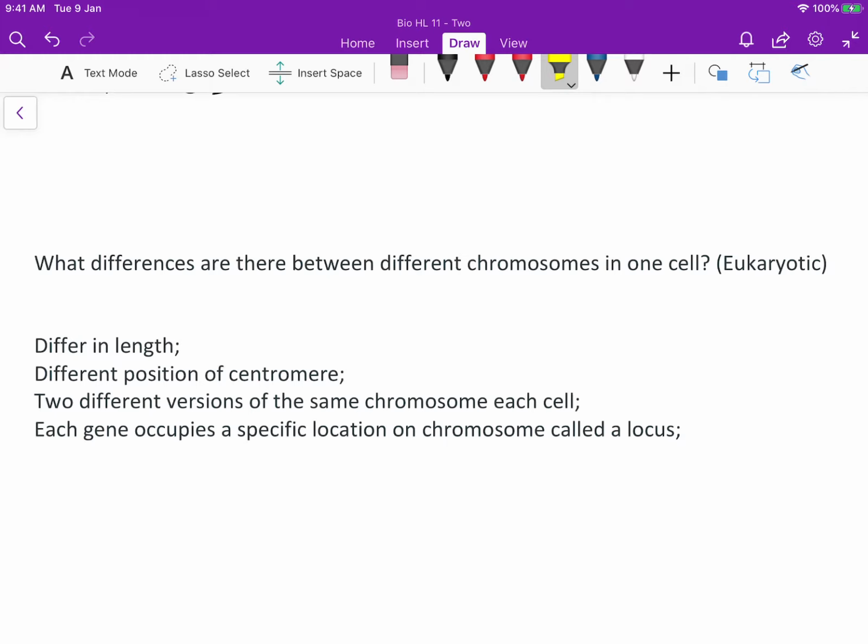Here's our summary. So the chromosomes in eukaryotes differ in length and the position of the centromere. They might have different versions of the gene, so different alleles on each of the 2 chromosomes. But each gene always occupies a specific location on that linear chromosome called a locus.